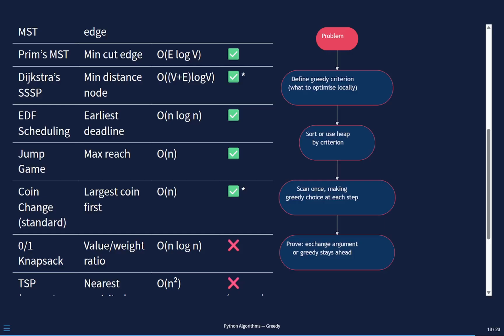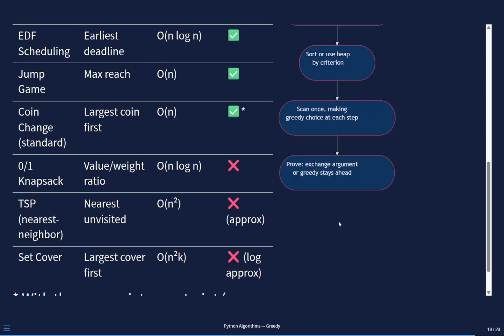The greedy design pattern is always the same 4 steps. Define the greedy criterion, what you're optimizing locally. Sort by that criterion, or use a heap. Scan once, making the greedy choice. Prove correctness with an exchange argument, or greedy stays ahead induction.